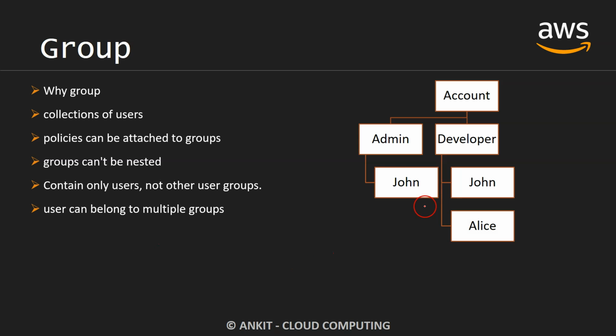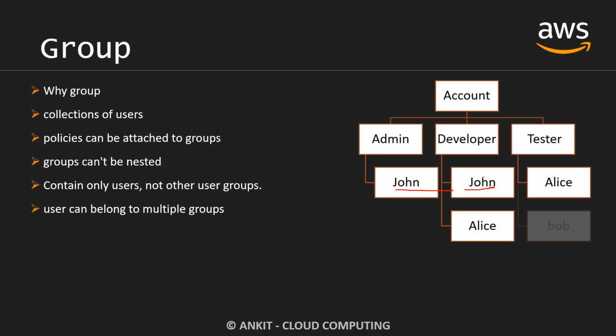So John is part of the admin group, and John is also part of the developer group. Apart from admin and developer, let's say we have a tester team. Within tester, we have Alice and Bob. So you can see Alice is part of the developer team and also part of the tester team. Same way, John is part of the admin group and the developer group. This way you can combine multiple users into one single container, and that is the concept of a group.